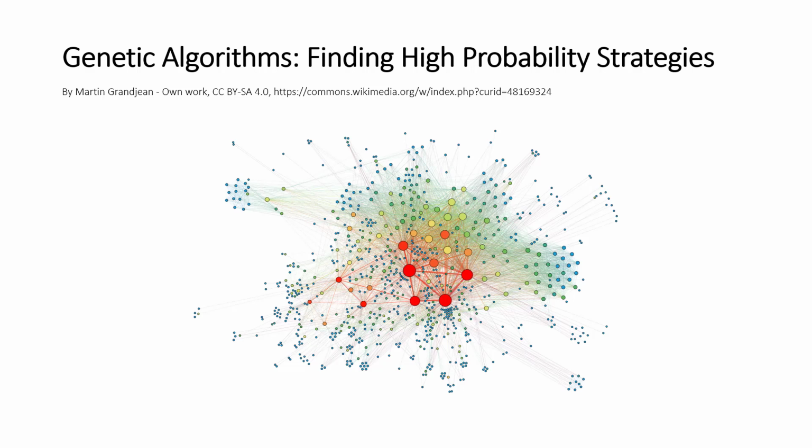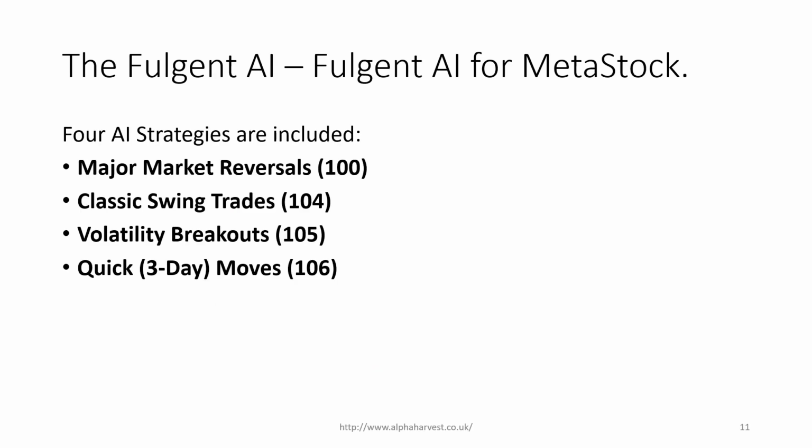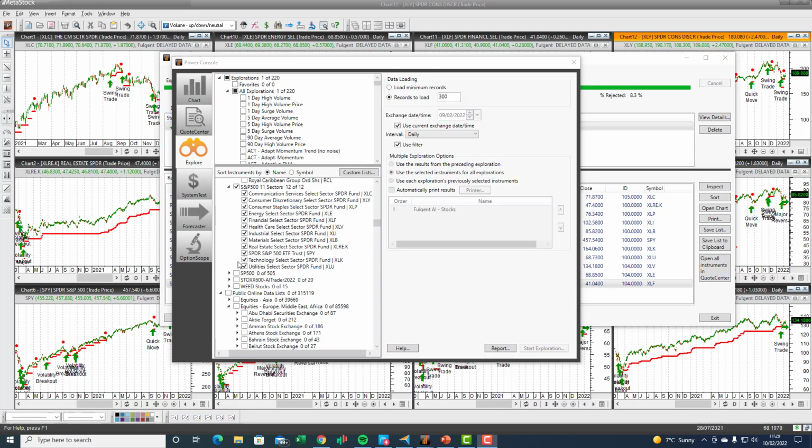So we've done this right back to the inception of these ETFs, and we've tested and retested with millions of calculations to identify those technical indicators and technical trading strategies that lead to consistent profits. And these 4 are the AI engines that we use: major market reversals, classic swing trades, volatility breakouts, and quick 3-day moves. Let's jump straight into the MetaStock platform, looking at the Fulgent AI engine that sits on the MetaStock platform. Right, so we've got all 4 selected.